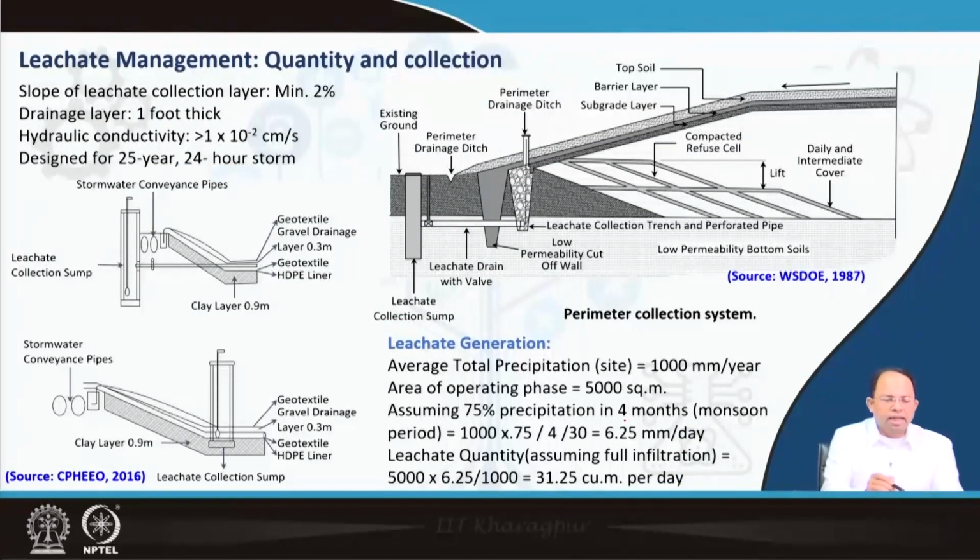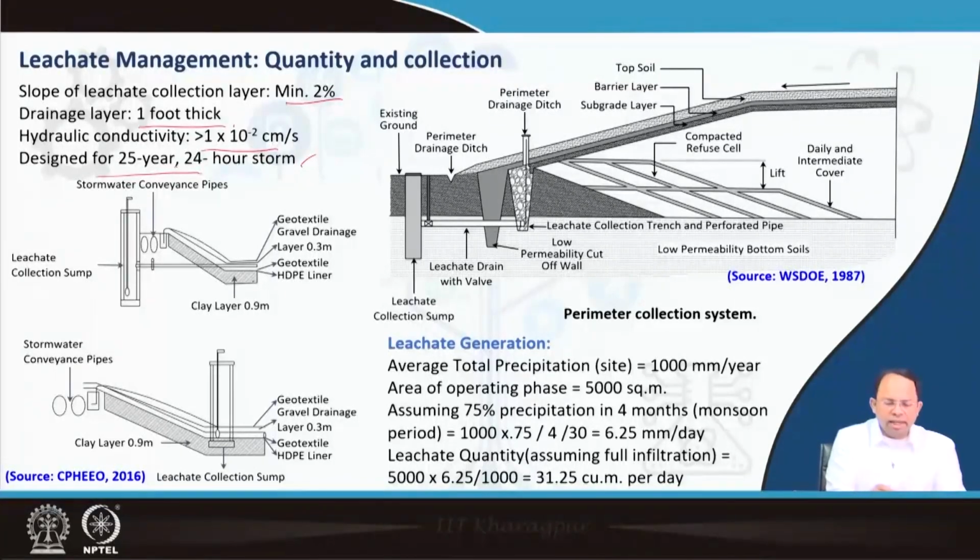Now coming to quantity and collection, first of all, there has to be a minimum slope given to allow the leachate to flow, right? The drainage layer is 1 foot thick, and the hydraulic conductivity of the drainage layer is less than 1 into 10 to the power 2 centimeter per second. This we have discussed in the earlier lecture as well. And this is designed considering a 25-year, 24-hour storm. That means the maximum storm intensity for a 24-hour period in the last 25 years is considered while designing this drainage layer.